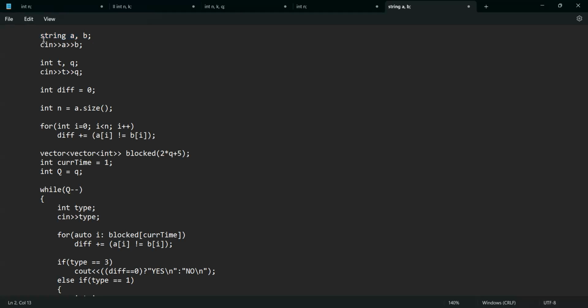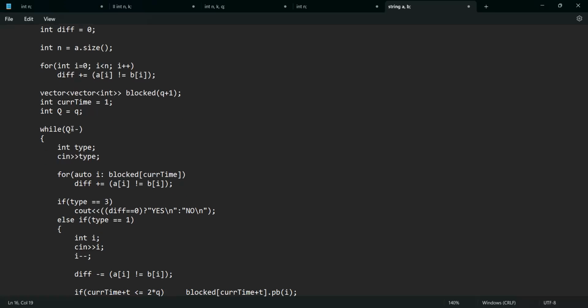So I'm taking two strings A and B as input. Then I'm taking my time t and q, number of queries, as input. Initially my difference is 0. Then I'll increment my difference for each position where the ith character at A and the ith character at B are not equal. Finally, I have taken, this can also be just q plus 1, a vector which is nothing but, for the ith time, how many positions will get unblocked.